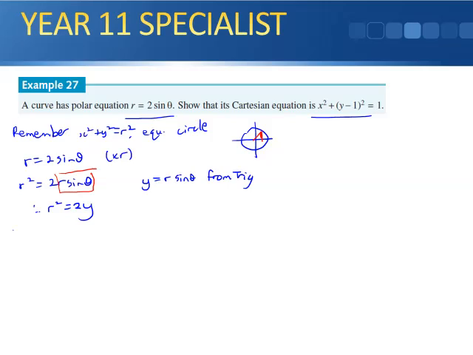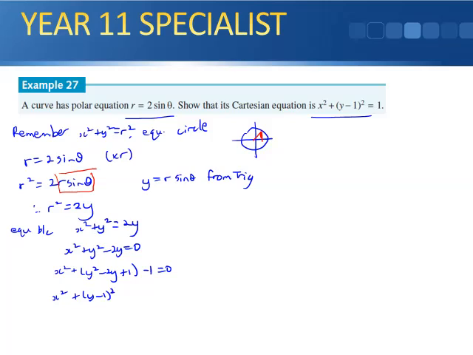So our equation becomes, instead of x squared plus y squared equals r squared, we've got 2y. And therefore we get x squared plus y squared minus 2y equals 0. Then I'm going to factorise this: y squared minus 2y, this will be plus 1 minus 1 equals 0. And I get x squared plus (y minus 1) all squared equals 1. So I've shown that that's the Cartesian equation for it.